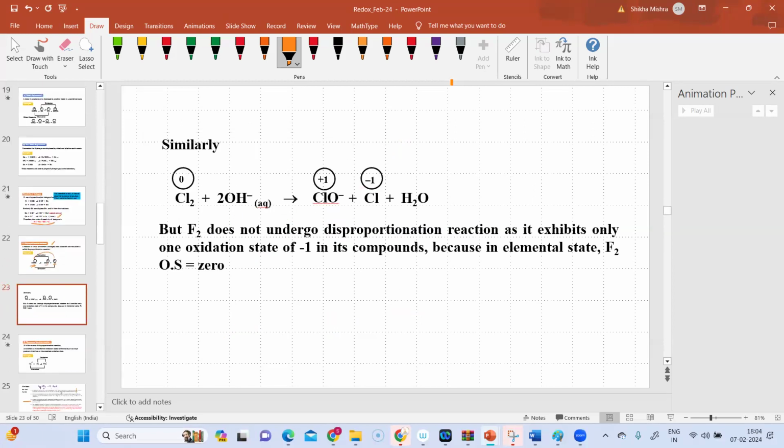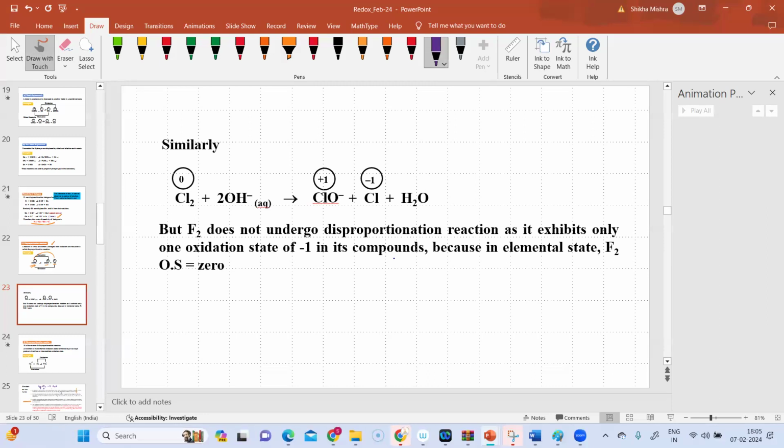Okay. This is another example, right? This is again a very commonly asked question: which is oxidized and which is reduced. Chlorine reacts with a base. OH minus represents a base, to give us ClO minus ion, Cl anion, that is chloride anion, and water, right? So this is another example.